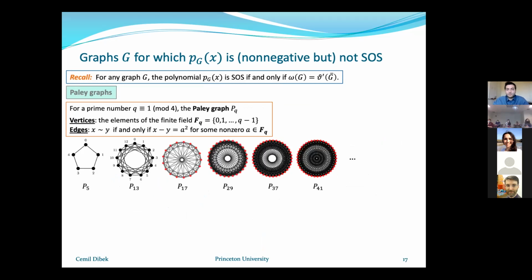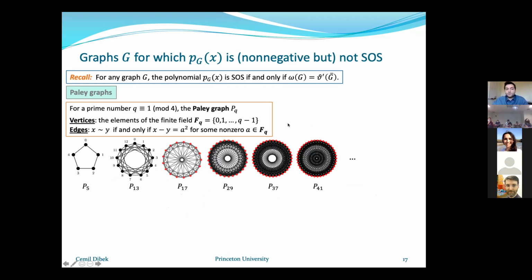The next graph family is polygraphs. So let me define what these graphs are. For a prime number Q, which is 1 mod 4, such as 5, 13, 17, etc., the polygraph is denoted by PQ. The vertices are simply integers from 0 to Q minus 1. And then the edge set is defined here. It's not important right now, so let me not describe it precisely, but it is there.